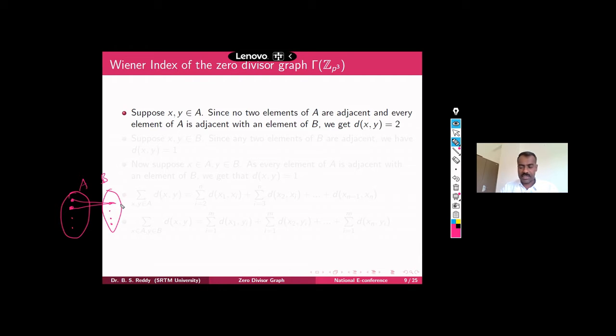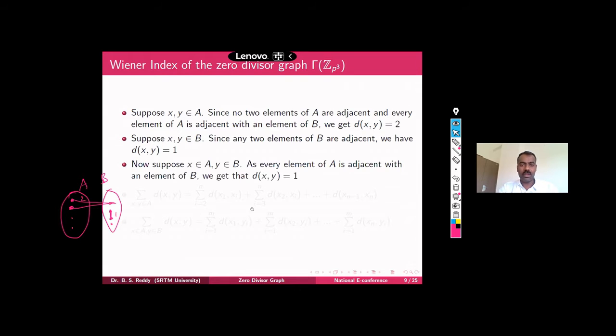Okay, so next, similarly, if x and y are in B, then if you take any two elements here, the distance between these two is straightforward. We can go from there itself, so the distance is 1. Now, if one is from A and another is from B, what is the distance? If x is from A and y is in B, one is a multiple of p and the other is a multiple of p square, so obviously they are adjacent, and the distance is 1. So here you will have only two possibilities: either the distance is 1 or the distance is 2 for PQ.